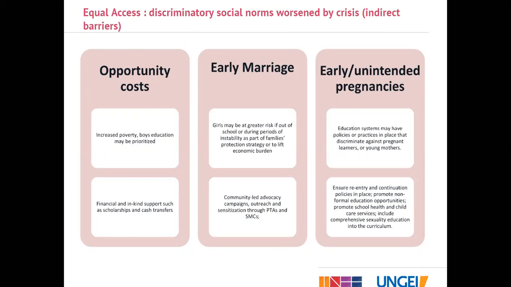So let's take a closer look at this last example. Education systems can have policies or practices in place that might discriminate against pregnant learners or young mothers. So some response strategies include ensuring re-entry and continuation policies are in place, promoting non-formal education opportunities, promoting school health and childcare services, and including comprehensive sexuality education in the curriculum. Next slide, please, Peter.